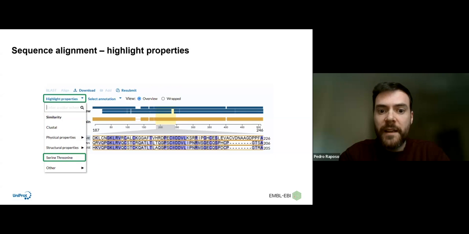So from here, you can investigate the sequences to understand what regions of these proteins are conserved. For example, if you are interested in serine and threonine, you can highlight them by clicking on Highlight Properties and select serine, threonine. And with this, you can see here that those amino acids have been highlighted. There are many different properties and different types of amino acids that you can select here in order for you to do your analysis.